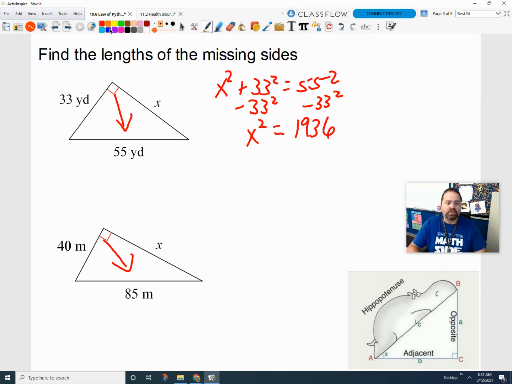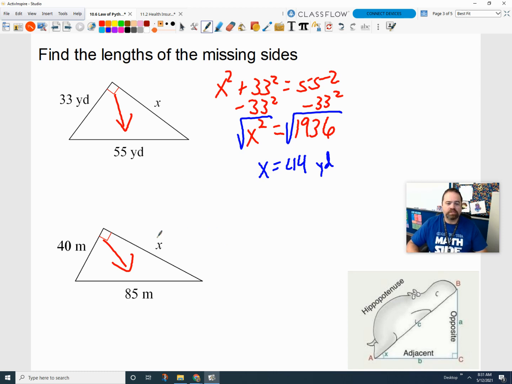So now we need to switch colors just to illustrate here. We need to square root both sides of this thing. So if I square root 1,936, I get a nice whole number of 44. Okay, 44 yards if you wanted to throw the units in there. I'm not too concerned about that because the units will match what you started with.